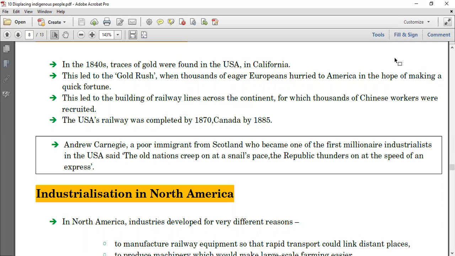Andrew Carnegie, who was a poor immigrant from Scotland, became one of the first millionaire industrialists in the USA. He said that the old nations creep at a snail's pace and the republic thunders on at the speed of an express. That was his observation.